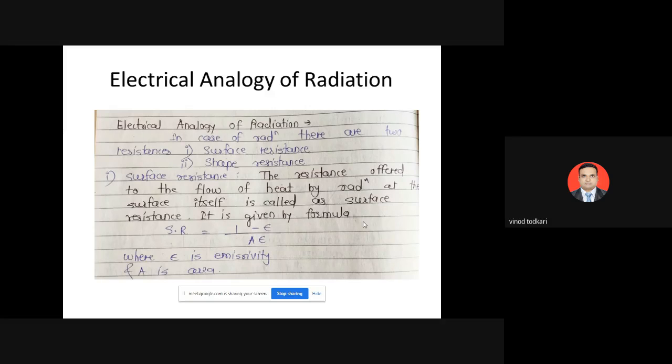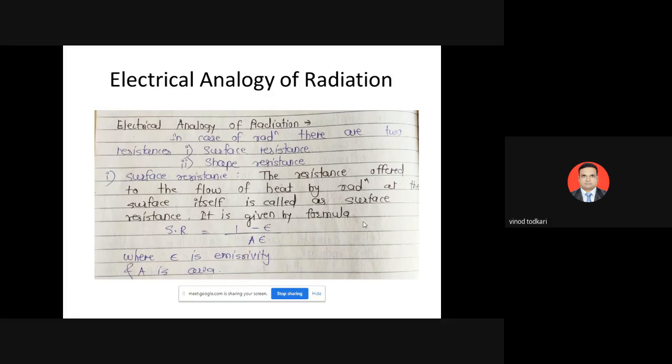Now, A is the surface area. In convection and radiation, we take surface area because radiation is in the form of electromagnetic waves, right? From where those waves will be generated, they will be generated from the surface. So we have to take the surface area. In Stefan Boltzmann's law also, Q is equal to sigma A (T1^4 minus T2^4).